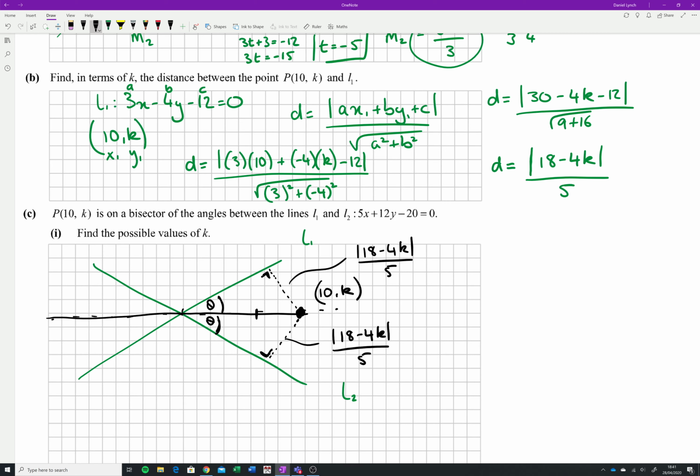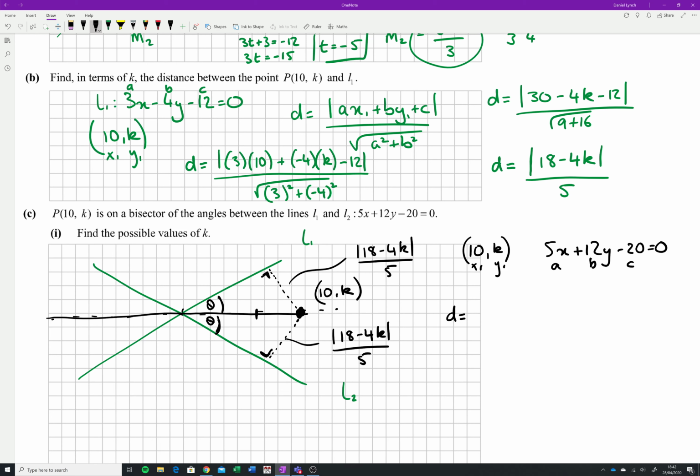So in order to find the possible values of k, I suspect what we'll need to do is, I'll have to actually think about this for a second. I think we'll have to get the same thing made out in a different way. Yeah, that's exactly it. So what do we have? We've got 10k and we have 5x plus 12y minus 20 equals 0. So this is our x1, our y1, our a, our b, our c.